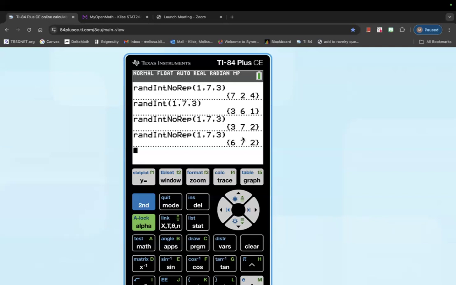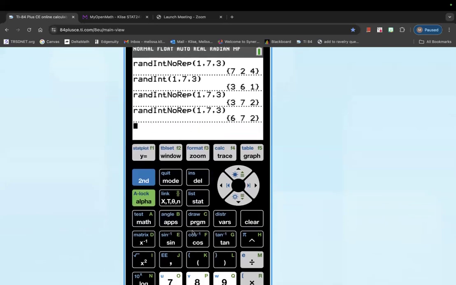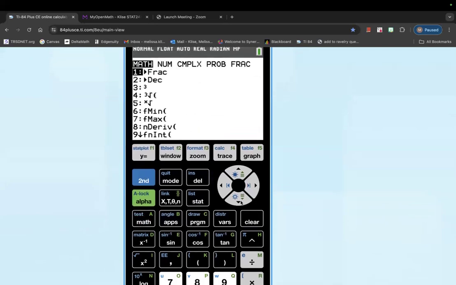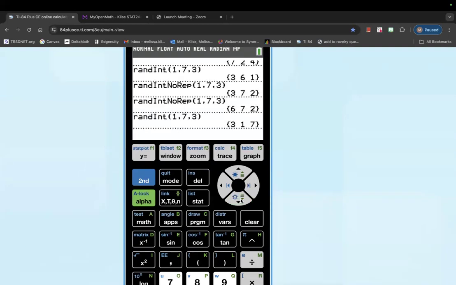Okay. Bradley, can you try that? Try it without the 3 on the end and see if that works for you. So if you don't have the no repeat and you don't want to deal with the catalog, just do it with the repeat and throw out any of them that are repeats. You might just have to do it twice.